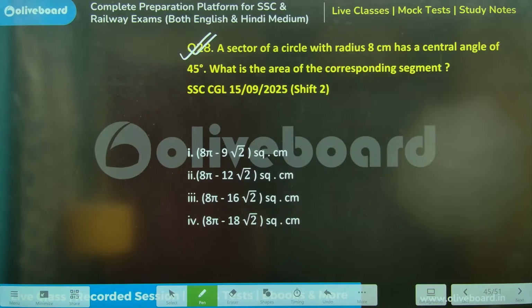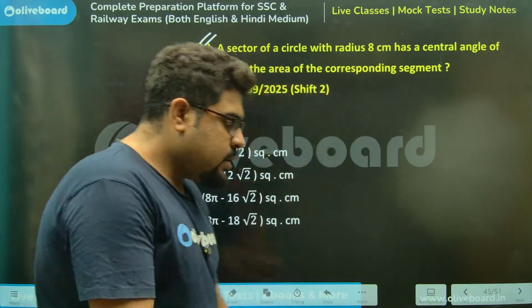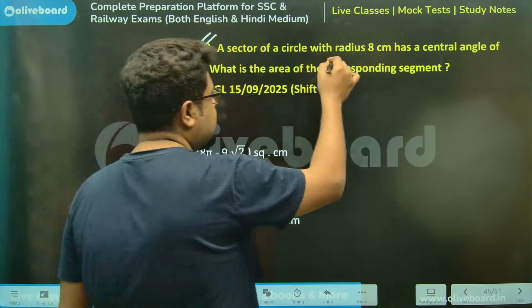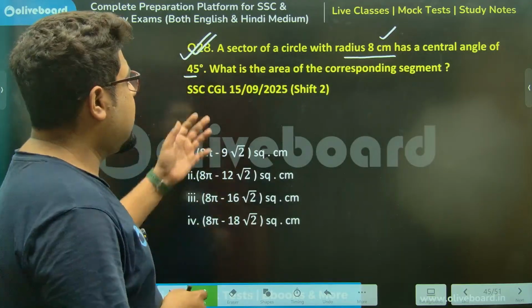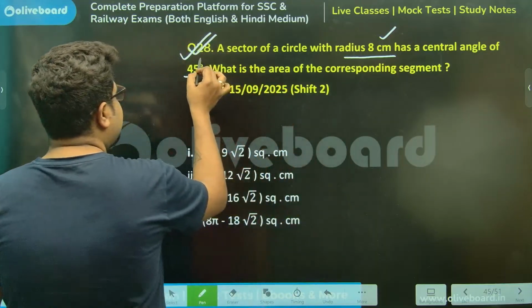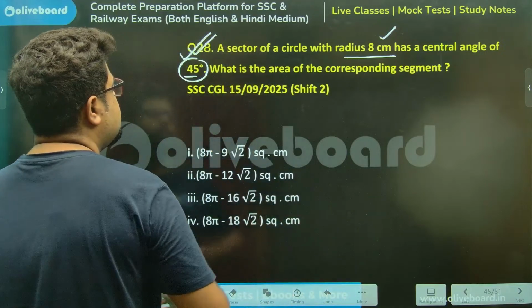A sector of a circle with radius 8 centimeter has a central angle 45 degree. Area of the segment, they are asking. Sector of a circle with radius 8 centimeter. Radius is given to you. Central angle given to you. Sir, area they are asking. Central angle is 45 degree. So this will be 45. Just a second.